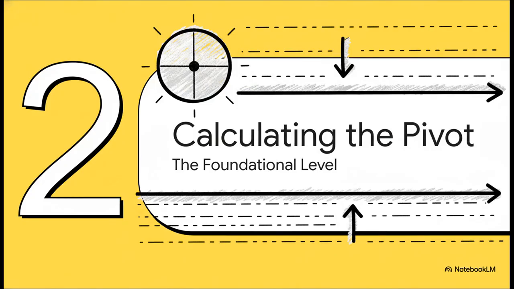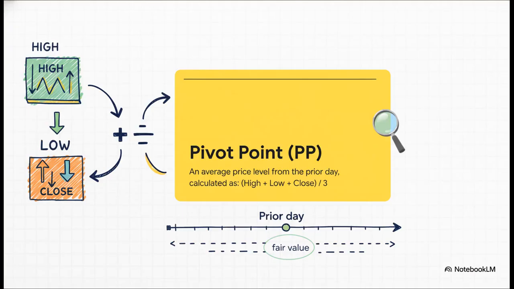All right, let's get into the actual mechanics. We're going to start with the absolute foundation, the centerpiece of this whole system, the main pivot point itself. This one number is the anchor for everything else we're going to calculate. And the formula for this main pivot point, we'll just call it PP, is so simple. You just take the high, the low, and the close from the day before, add them all together, and then divide by 3. What you get is basically an average price, a sort of fair value level from yesterday's action.